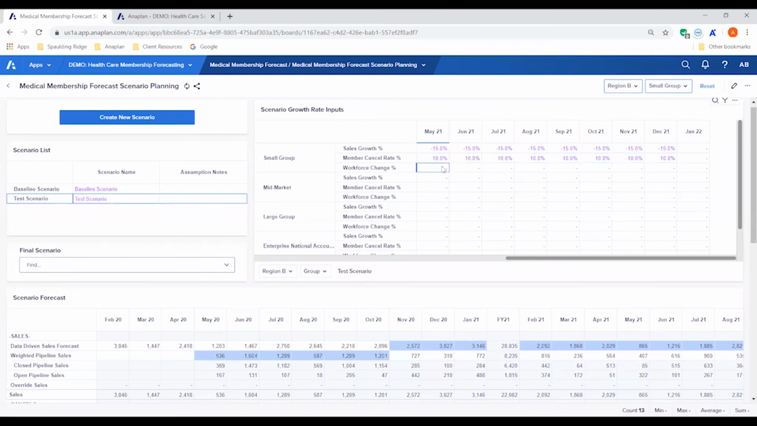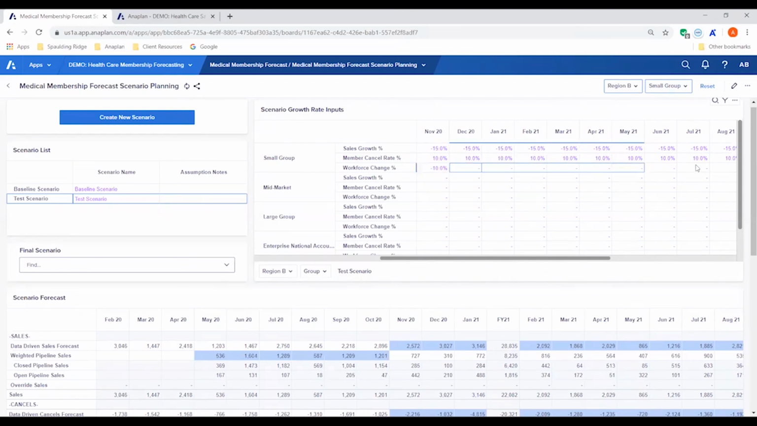On the workforce change side, if businesses are still up and running, we do know that it's very likely that their workforce size is going to be shrinking as well. So we're going to expect a drop in workforce change, and this may be informed by unemployment rates based on the industry mix in your small group segment. But let's say this drops by an additional 10% from the data-driven.